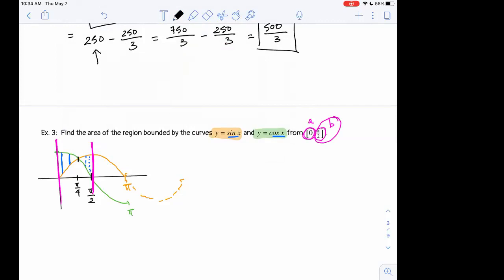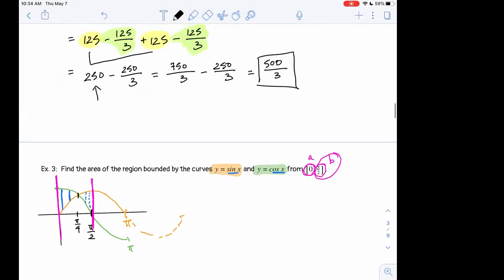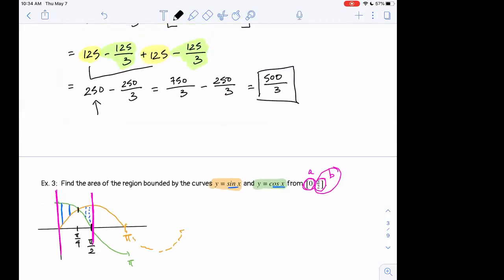When we set this up, we can set this up in 2 different ways. Let's set them both up, and then as a class, we can choose which way makes more sense for us right now. Because I have vertical rectangles, I'm going to take the integral from a to b of the top curve minus the bottom, dx.